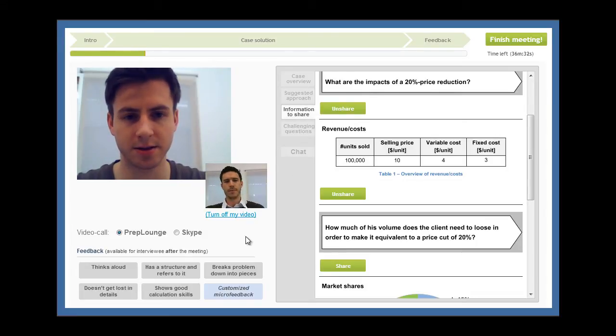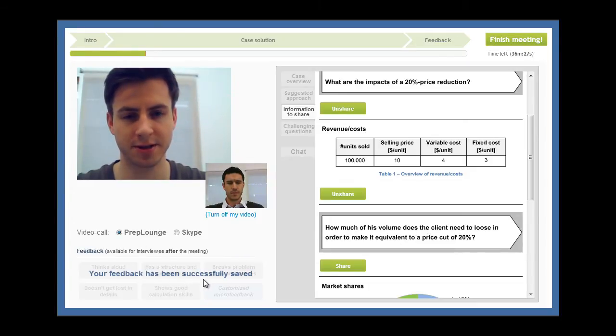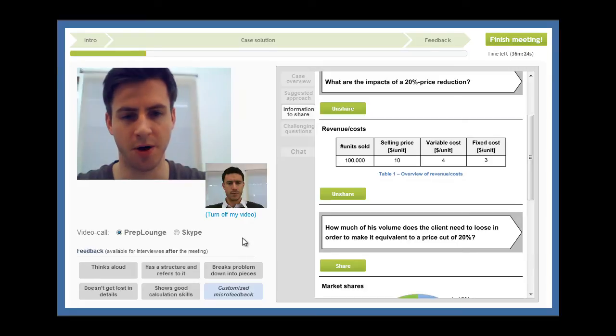Correct. So what I see here is to get the absolute amounts, we just have to multiply all by the amount sold, so 100,000. And this will get us a revenue of 10 times 100,000, which is 1 million, variable cost of 400,000, and fixed cost of 300,000. So overall, this leads to a current profit of 300,000. That's correct.